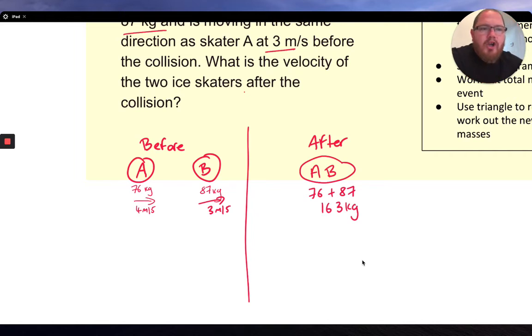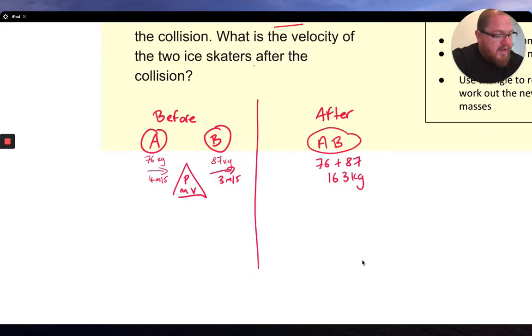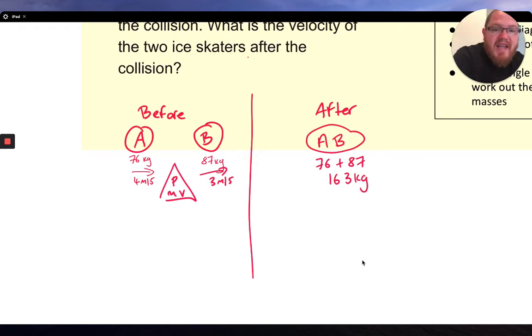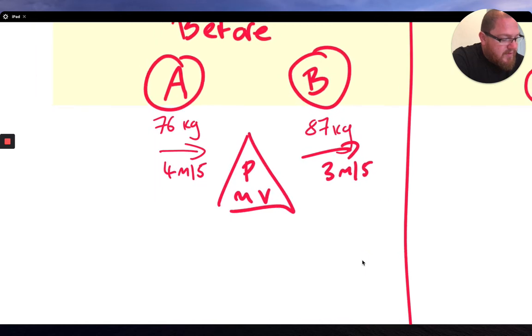Now I can start working out the momentum, because I know the momentum before is going to equal the momentum after. So I'm going to use my triangle again, PMV. I'm looking for P, so it's just M times V. So I'm going to zoom in. P equals M times V, and even on this side now, P equals M times V.